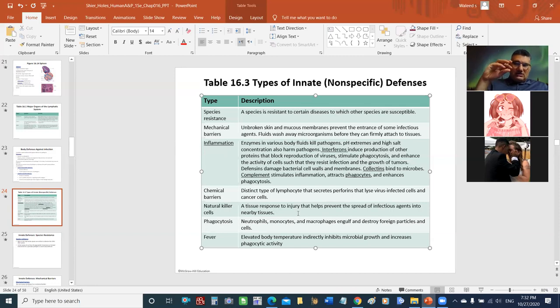Natural killers. Kills your natural cells if infected. Like it's not killing the pathogen itself. Natural killer, they do not kill the pathogen itself. If this virus comes, natural killer will not kill it. But when it enters your cells, the cells are bad already. So they kill the cell itself.